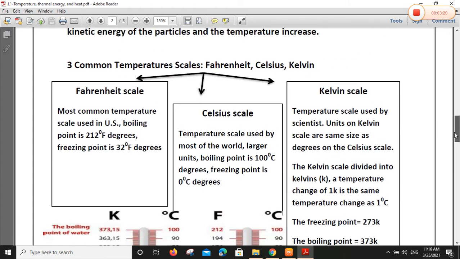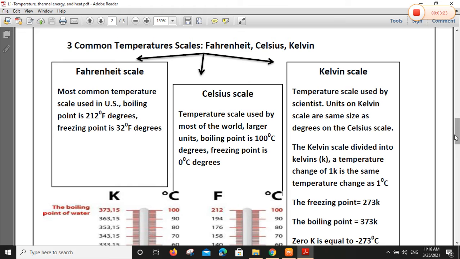What about the third scale, the Kelvin scale? This scale is used by scientists, and the unit is K. Units on the Kelvin scale are the same size as degrees on the Celsius scale. One degree moves by 1, like Celsius: 0, 1, 2, 3 until we reach 100. Also Kelvin moves by 1. So the Kelvin scale is divided into kelvins, K, and a temperature change of 1 K is a change by 1 K. Not like Fahrenheit.